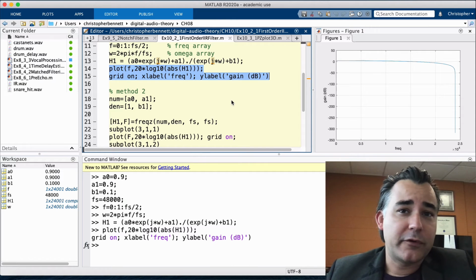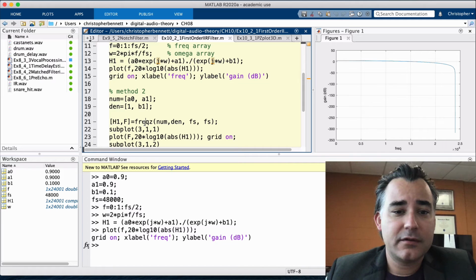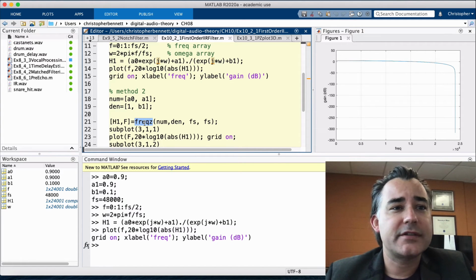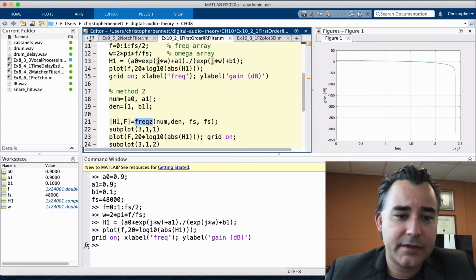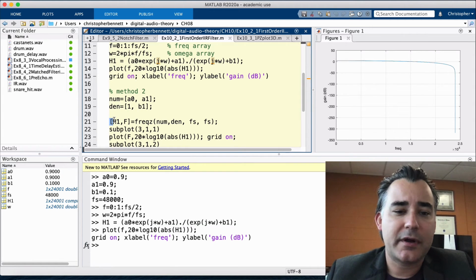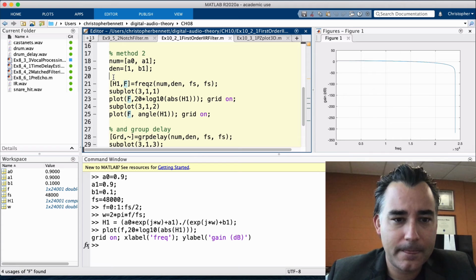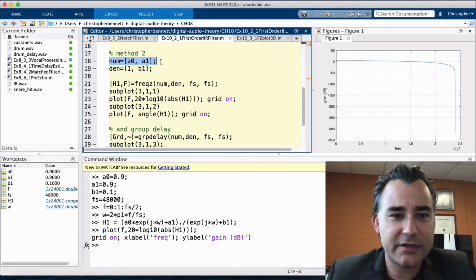Now, without solving for the frequency response, we could use the freqz command to plot the magnitude simply by passing the numerator and denominator coefficients. This function returns the complex frequency response in H1 and its corresponding frequency array in F. And what we'll see is that the magnitude plot matches the figure we generated. So here the numerator coefficients are A0, A1, denominator coefficients are 1 and B1. We pass numerator and denominator to freqz. We pass the sample rate and the number of frequency points we want to analyze.